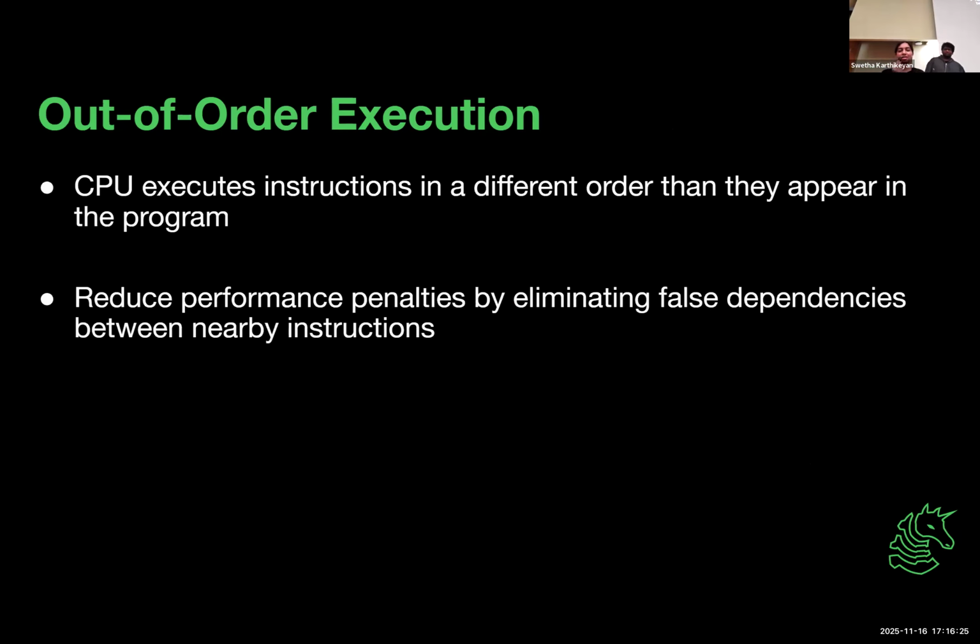Okay, the next optimization technique that CPUs use that can be exploited is out of order execution. This is when CPUs execute instructions in a different order than they appear in the program. This reduces performance penalties by eliminating false dependencies between nearby instructions.